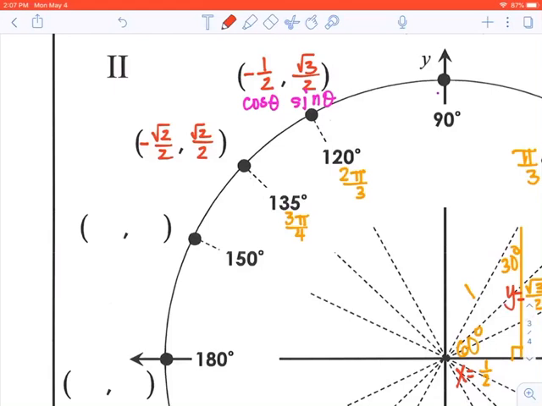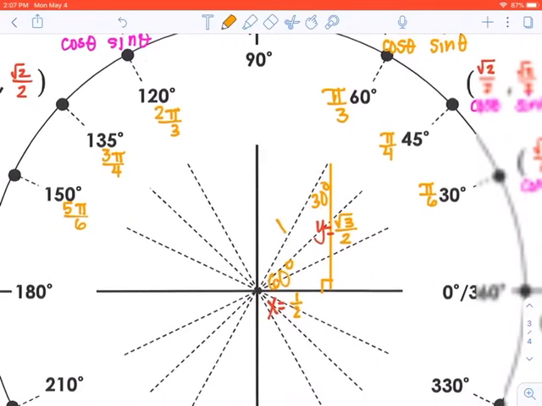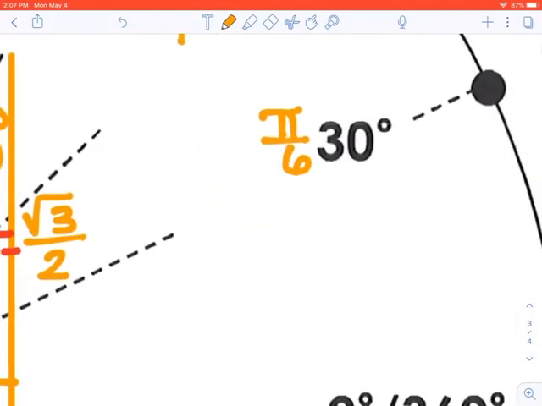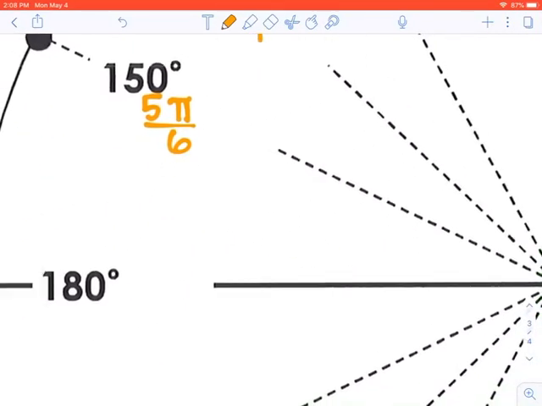Okay, moving on, 150 degrees. The radian measure is 5 pi over 6. Notice for 30 degrees, it's also pi over 6. So it went pi over 6 and then 5 pi over 6. So all the 30-degree reference angles are going to be over 6. Pi over 6, 5 pi over 6. You'll see the next one is 7 pi over 6.